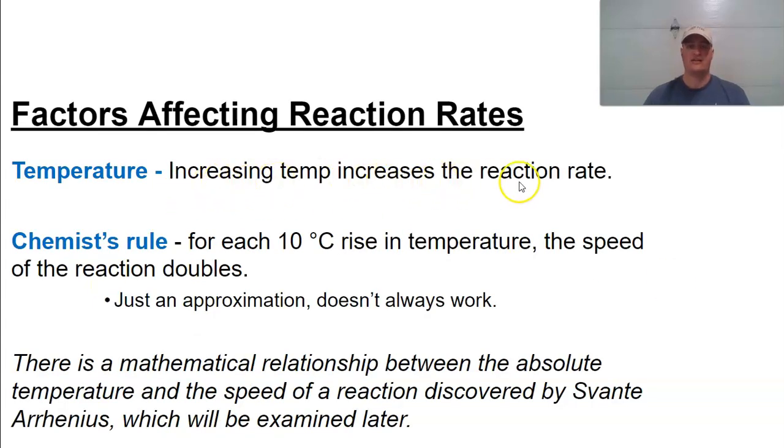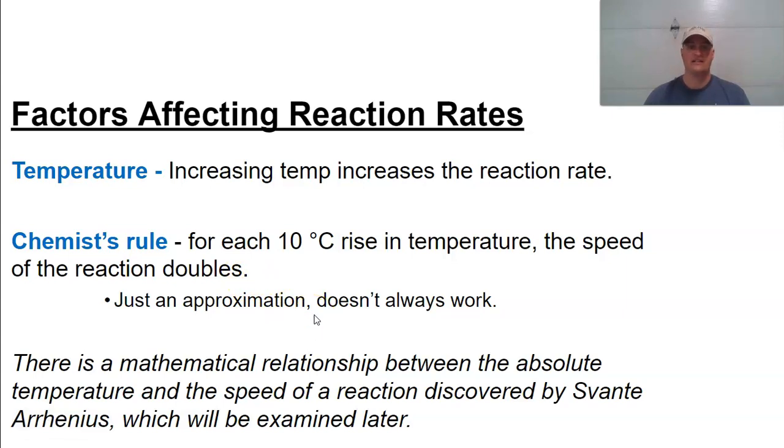Temperature increases reaction rate because you have more collisions. The faster the particles go, the more they have contact with each other, the more they're going to possibly collide and have a correct orientation with enough activation energy. A general chemistry rule: for every 10 degrees rise in temperature, the speed of the reaction doubles. It doesn't always work, just an approximation.